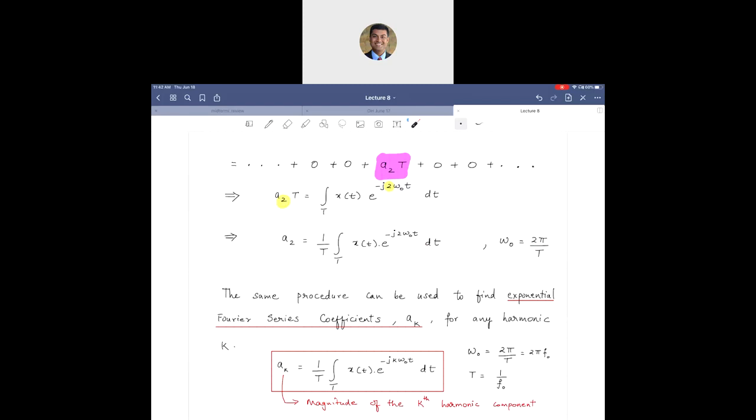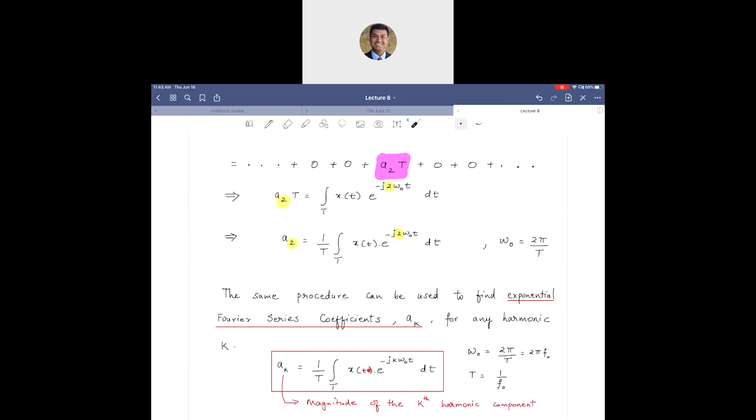Now, if you apply the same procedure to find the exponential Fourier series coefficients a sub k, what is going to happen? a sub k, the magnitudes of the kth harmonic component, will be 1 over T times the integration over one time period of x of t multiplied by e to the negative j k omega naught t dt.